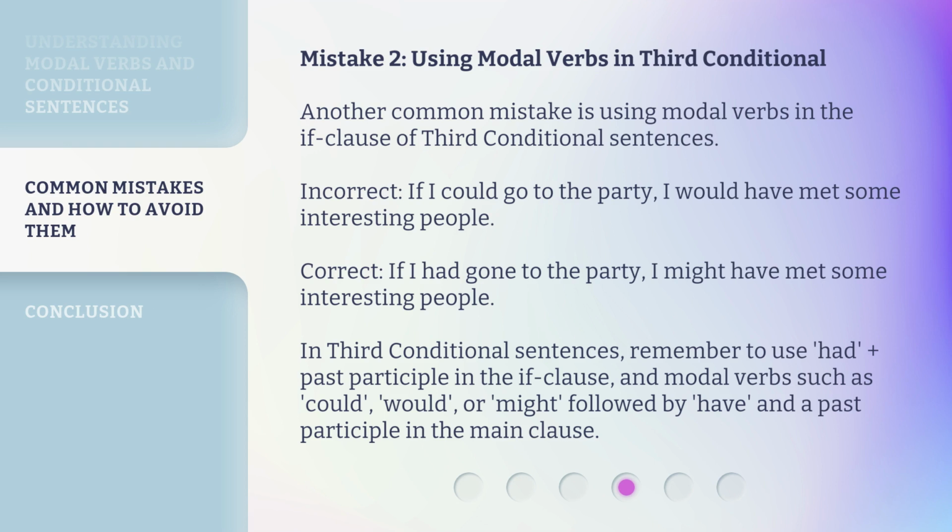In third conditional sentences, remember to use had plus past participle in the if clause, and modal verbs such as could, would, or might, followed by have and a past participle in the main clause.